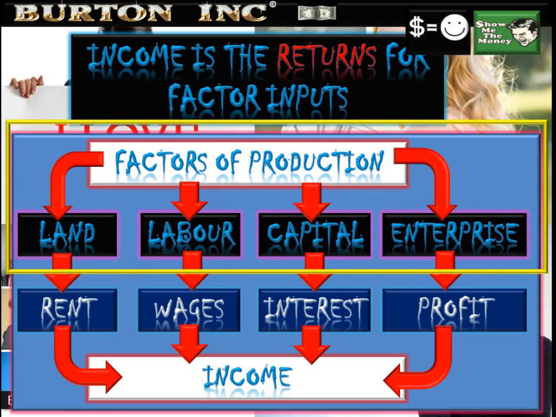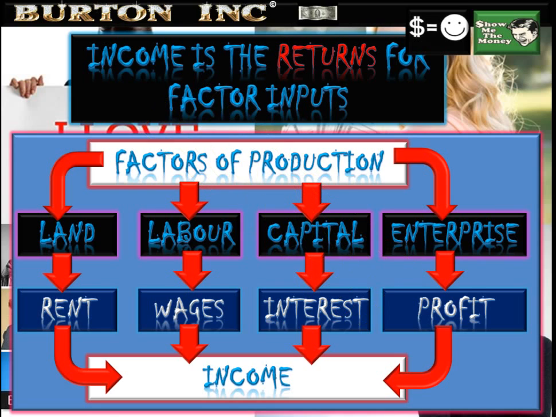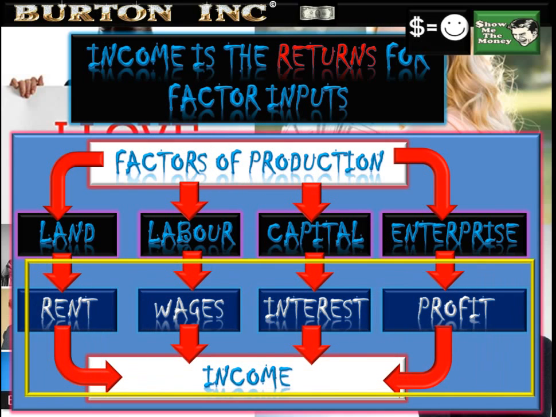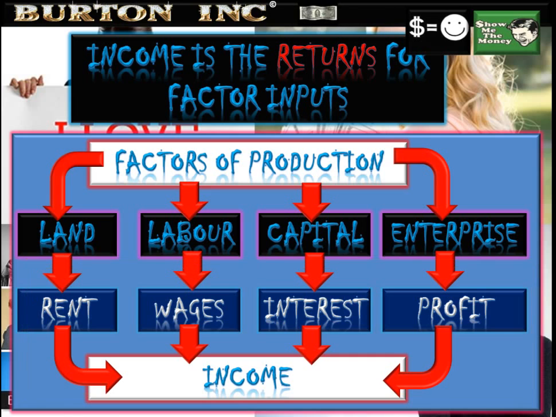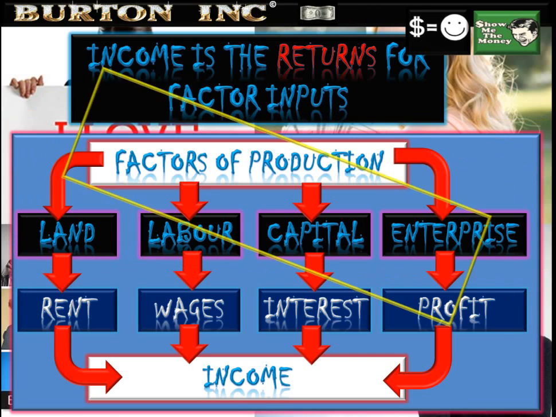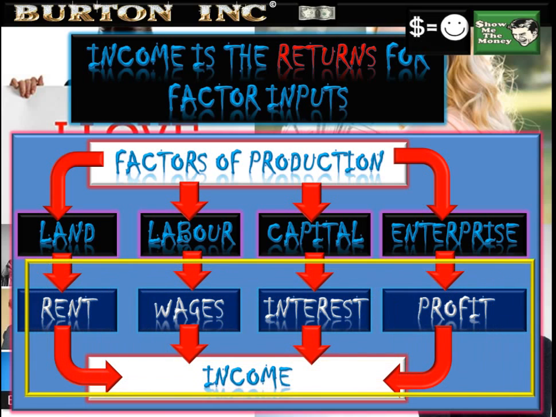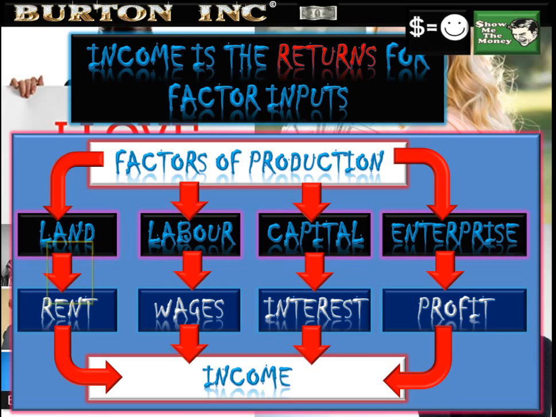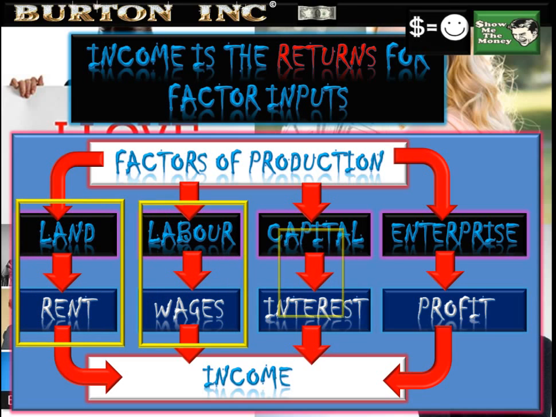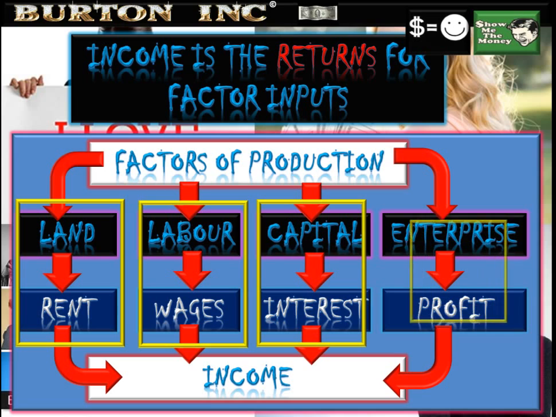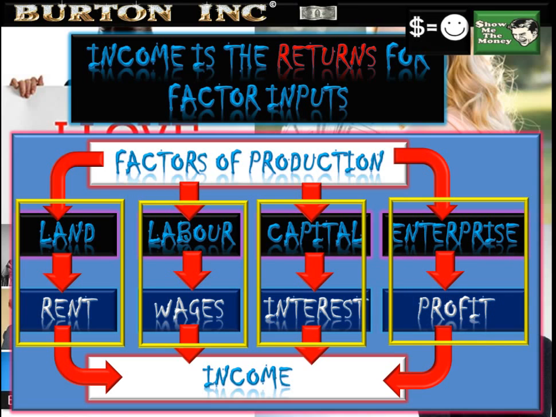Factors of production and the incomes associated with the factors of production. Factors of production, income associated with our different factors of production. Land is rent, labour wages, capital's interest, enterprise profit. All different categories and relationships that you must be aware of.